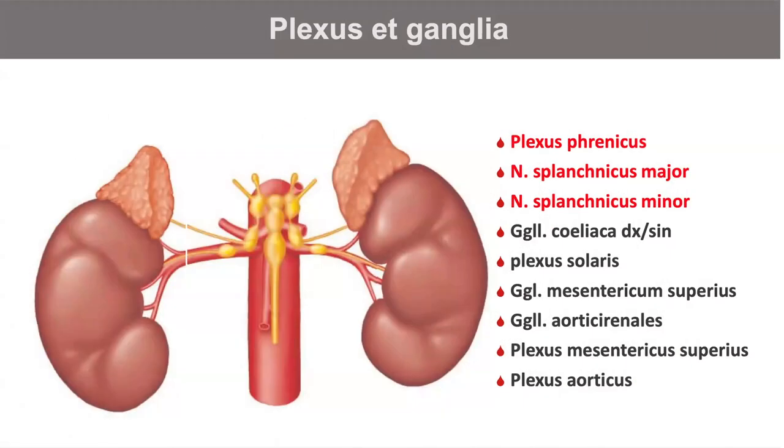Here is another slide showing you the position of the ganglia: the celiac ganglion or solar ganglion, left and right, the superior mesenteric ganglion, and the aorticorenal ganglion, which, as we said, has an important function in the regulation of blood flow to the kidney.